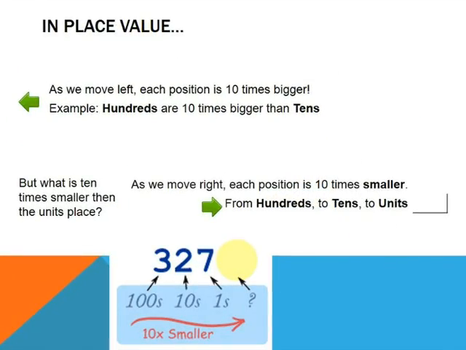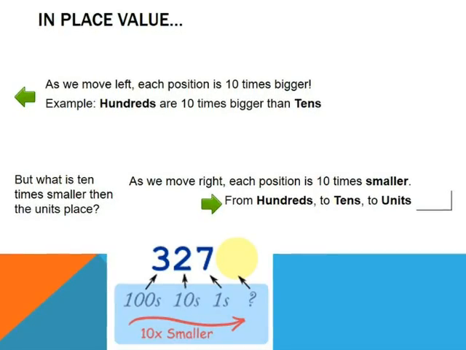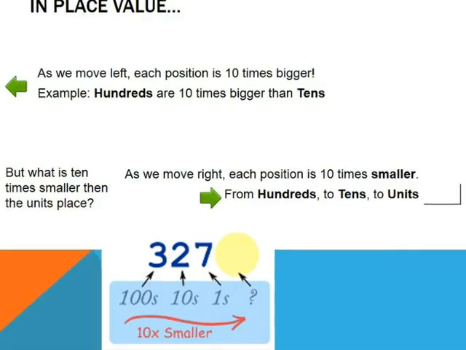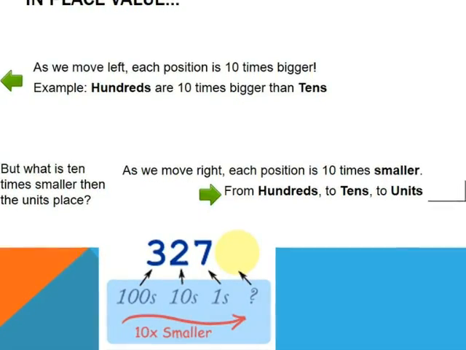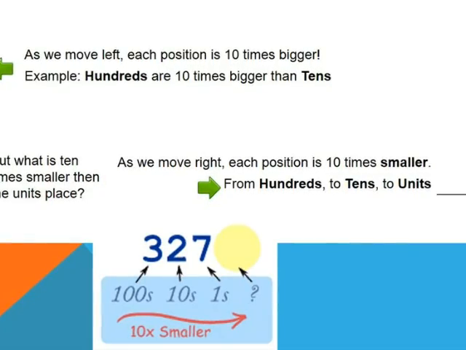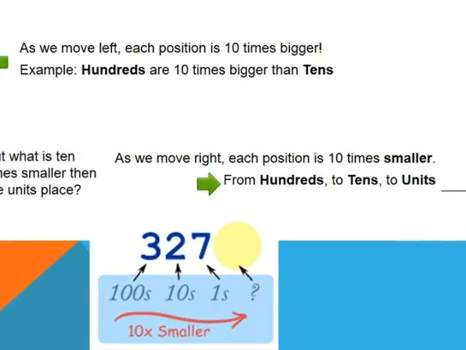In place value, as you move to the left, each position is 10 times bigger. For example, hundreds are 10 times bigger than tens. And as we move to the right, each position is 10 times smaller. So you'd go from hundreds to tens to units.